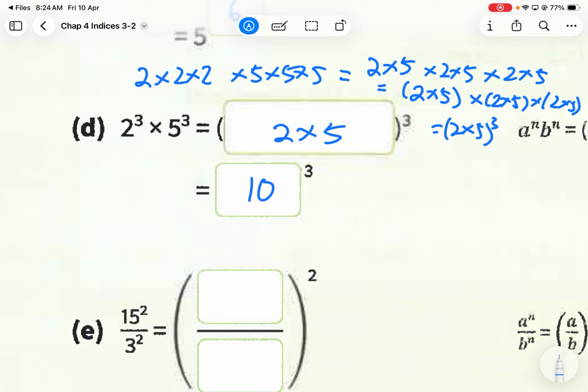If I am given a bracket 2 times 5 to the power of 3, I can also see it as my power 3 must give to 2, must also give to 5. Then it will become like that. Most of the time we use this one, the reverse one, instead of this one. Okay? Most of the time there is a bracket, there is a power, multiplication only. Then my 3 must give to 2, my 3 must give to 5. If it's an addition, then it doesn't work. It must be a multiplication.